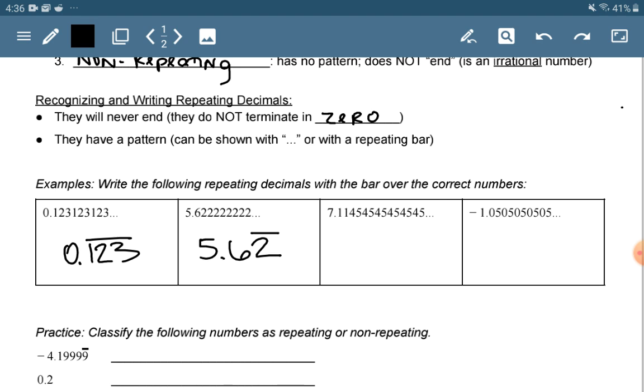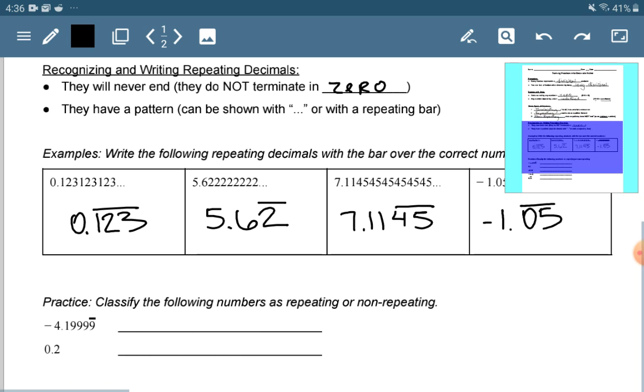In the third problem, 7.11, 45454545, and so on. In this problem, the only thing that repeats is the 4 and the 5. So the line goes over both 4 and 5, but nothing else. Finally, we have negative 1.050505, and so on. In this problem, it is the 0 and the 5 that repeat, so the line goes over both of those. Again, only use the repeating bar over the numbers that repeat, no more, no less.